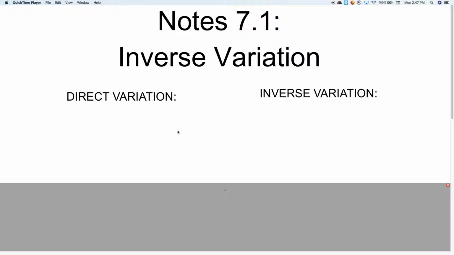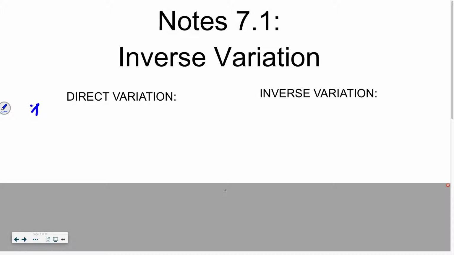But basically, in my own words, in a descriptive way, not an equation just yet, direct variation means a constant is multiplied by a variable.